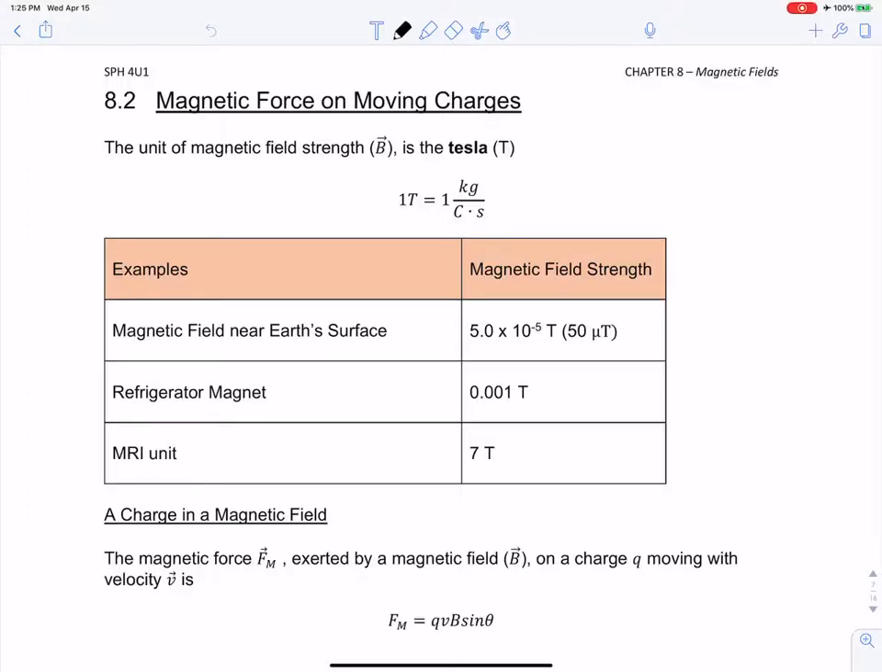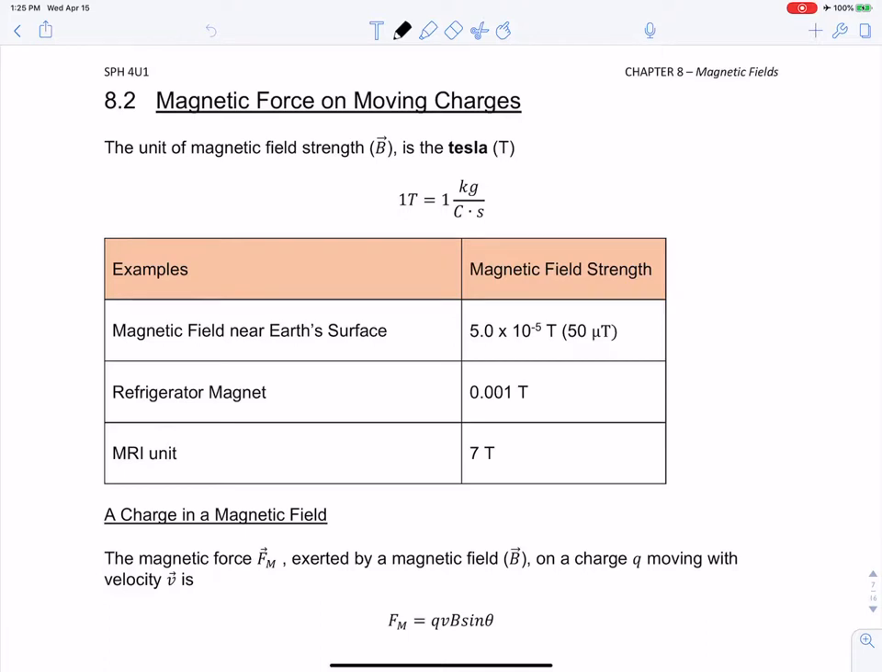In section 8.2, we're going to look at magnetic force on moving charges. The unit of magnetic field strength is the Tesla. 1 Tesla is equal to 1 kilogram per Coulomb second. I want to compare 3 different examples of magnetic field strength.